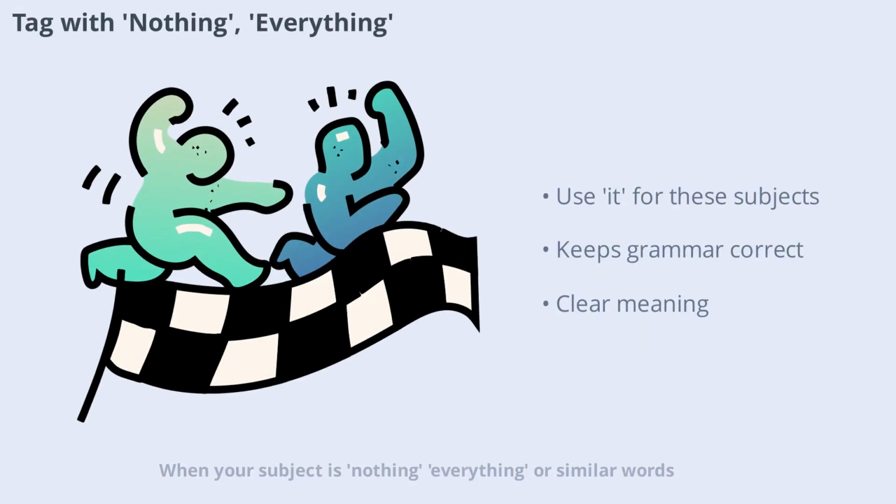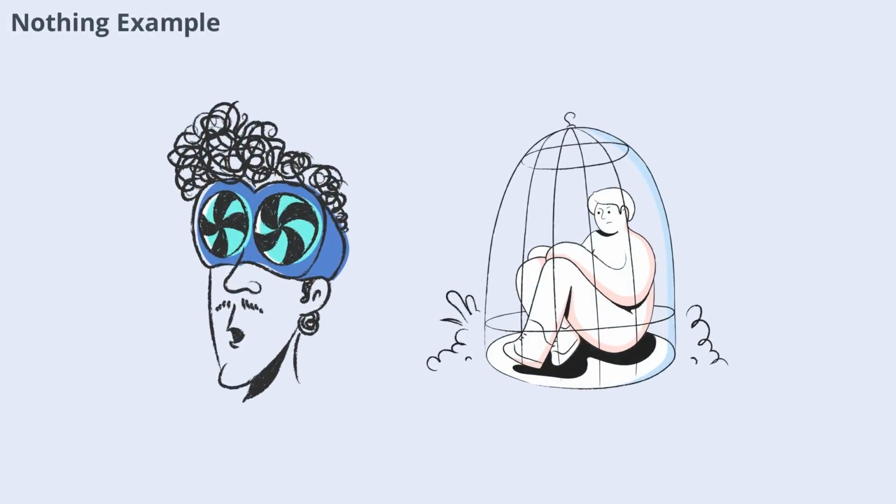When your subject is nothing, everything, or similar words, use it in your question tag. For example, "Nothing is wrong, is it?" This keeps your sentence clear and grammatically correct. The tag uses it to refer back to nothing. This pattern is common and helps avoid confusion.